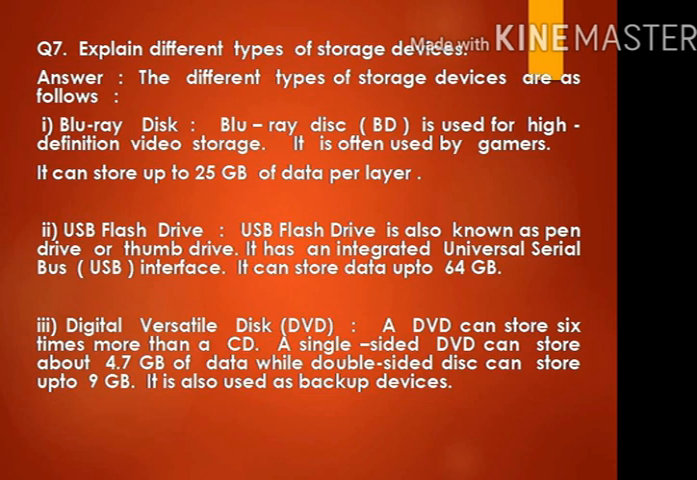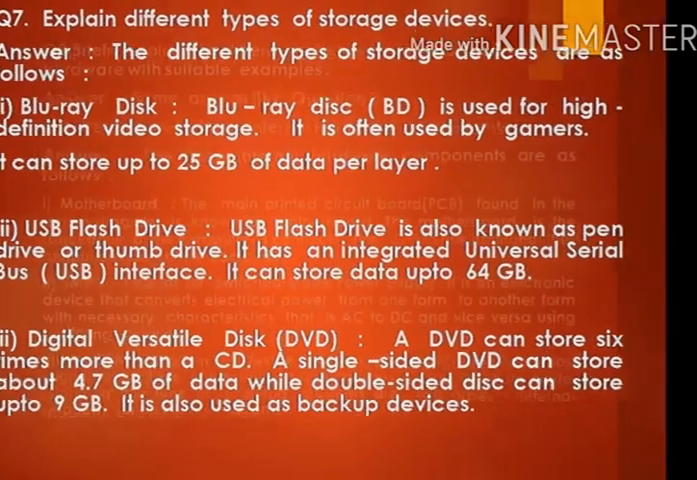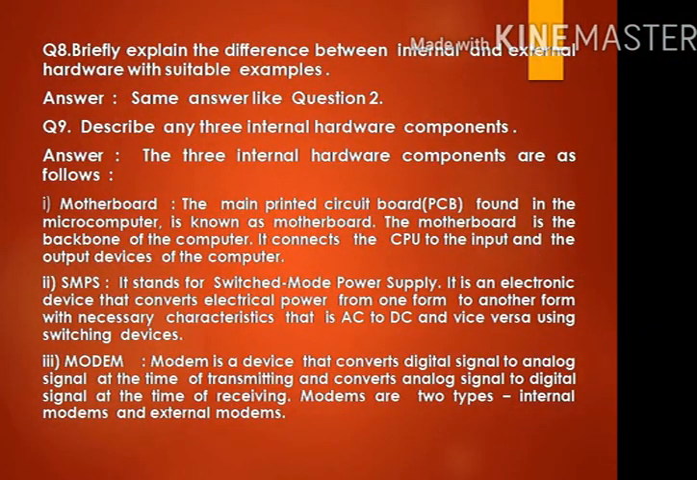Next is digital versatile disc, in short DVD. A DVD can store 6 times more than a CD. A single-sided DVD can store about 4.7 GB of data, while a double-sided disc can store up to 9 GB. It is also used as a backup device. The next slide contains the next part of questions and answers.